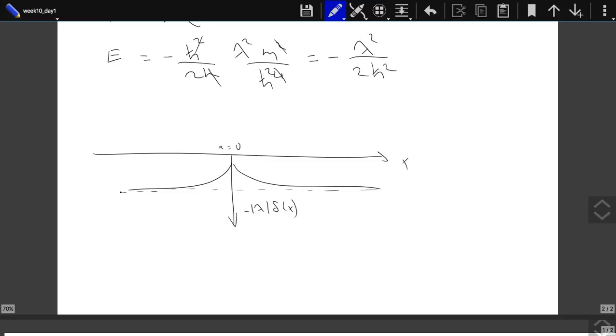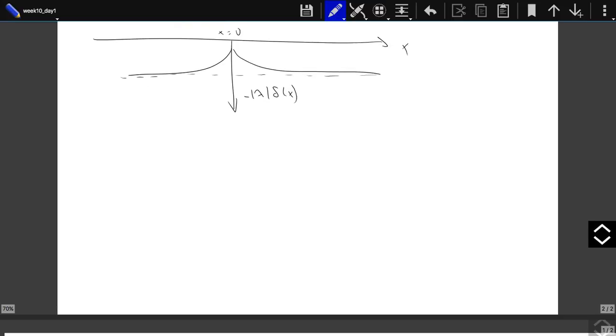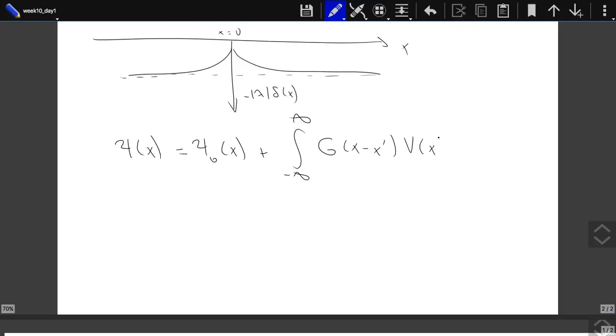Now let's review this problem. This is for the negative energies. For positive energy states, we can also do something similar. But let's use the equation we had derived on Friday, I think. If you remember, we had this general solution, psi of x, which is equal to psi 0 of x plus the integral from minus infinity to infinity of g of x minus x prime, v of x prime, psi of x prime.